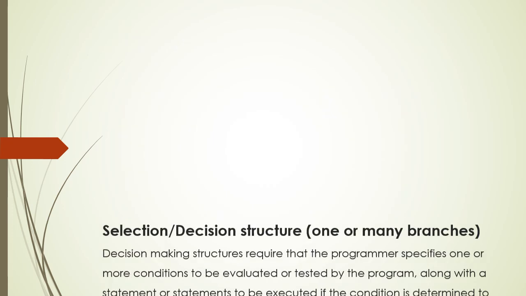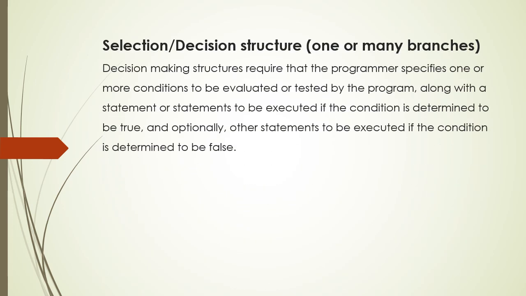Now we can also check on the selection, or decision structure, with one or many branches. So this is a control structure that will produce program output depending on the conditions that you provide. Decision-making structures require that the programmer specifies one or more conditions to be evaluated or tested by the program, along with a statement or statements to be executed if the condition is determined to be true, and optionally, other statements to be executed if the condition is determined to be false.